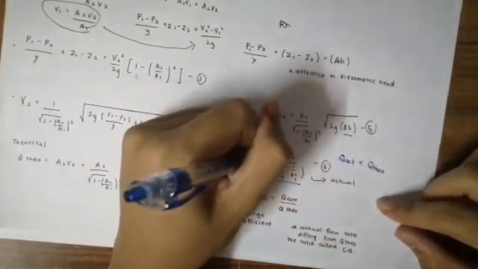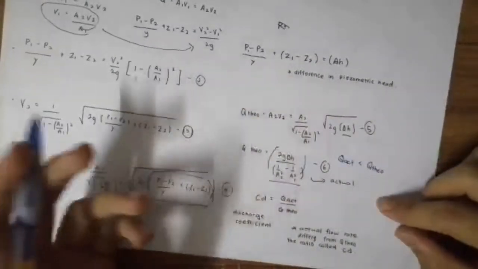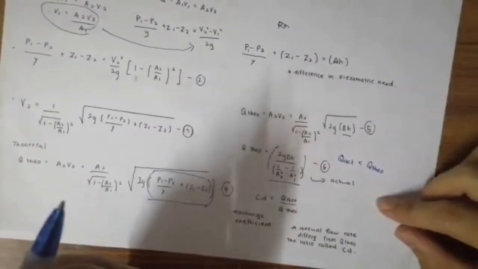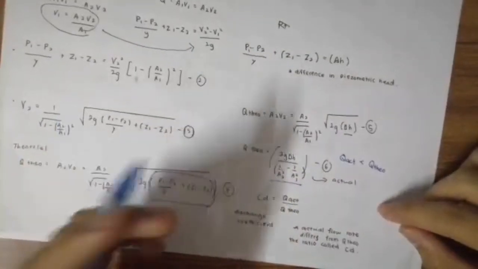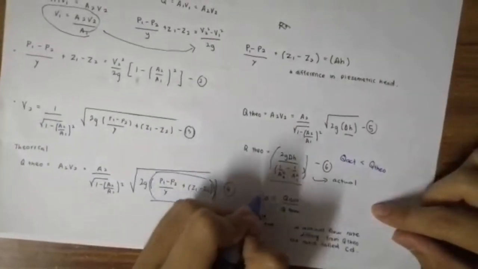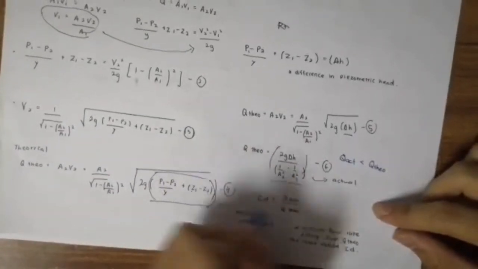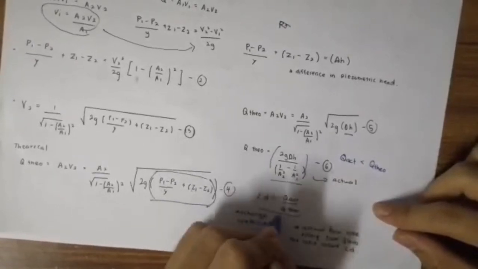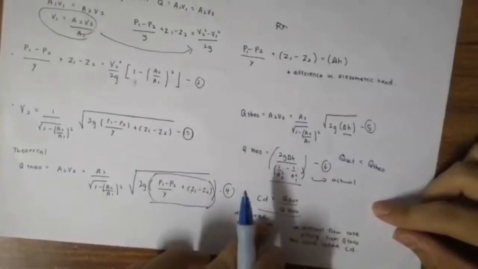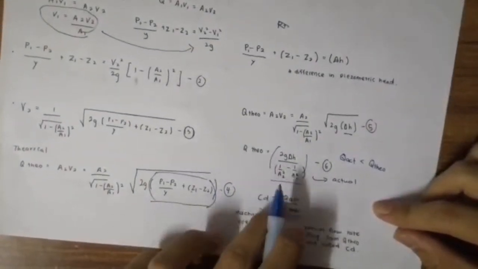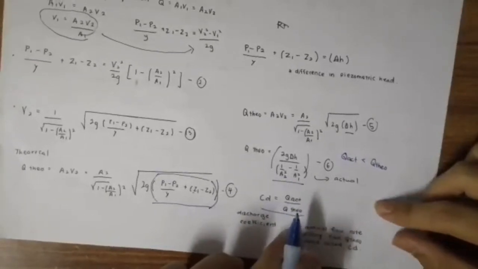So we can change this into a ratio because it represents the discharge coefficient, which is CD. From the formula, we can change it into a ratio, which is the discharge coefficient equal to the actual flow rate over the theoretical flow rate.